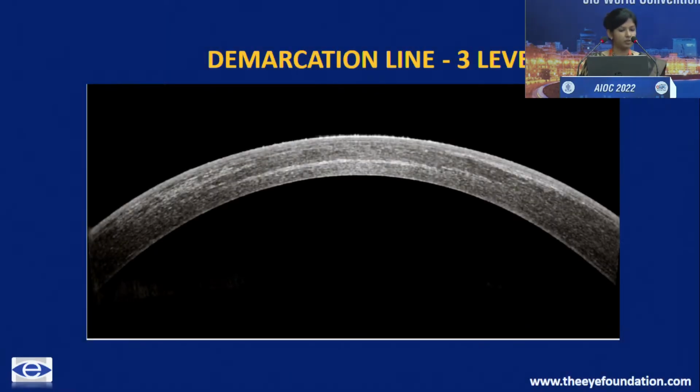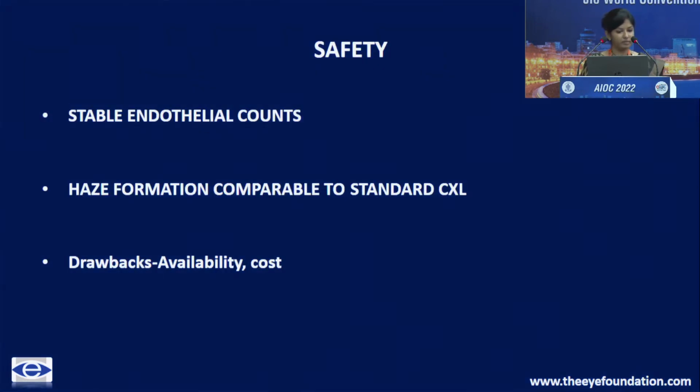This is just to show the AS-OCT demarcation lines. So we have 3 different demarcation lines that can be noted, one in the center, the deepest, where the highest fluence was given, and then the more superficial ones in the mid-periphery. Safety-wise, they have shown good stable endothelial cell counts, and the haze formation has also been comparable to the standard cross-linking. So the only drawbacks here are the availability, because the same machine cannot be used, and of course the cost.